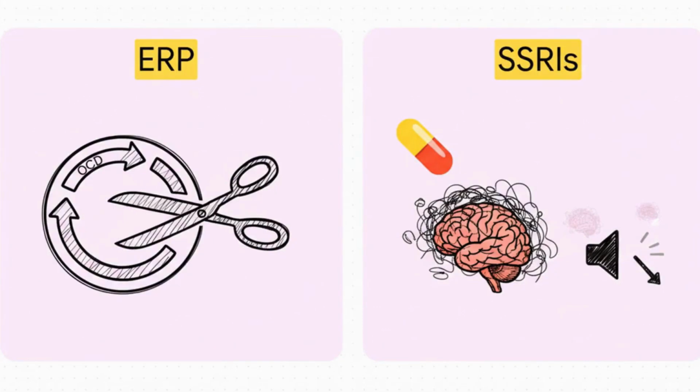Now, ERP is often used along with medication, usually SSRIs. A good way to think about it is like this. ERP is the hands-on training that teaches you how to break the OCD cycle. Medication, on the other hand, can help lower the overall volume of the anxiety and the obsessions, which can make it a lot easier to do the challenging work of ERP. For many people, using both together is the most effective path forward.